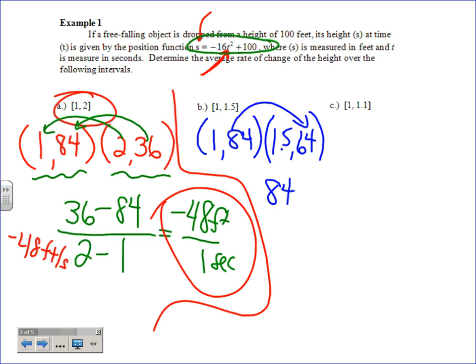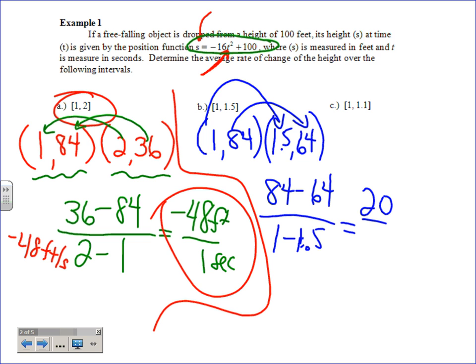So I'll just trick you up here a little bit. 84 minus 64, and then I better do 1 minus 1.5. Let's see if we get the same answer you got. What's on our top? 20 over negative 0.5. And of course, you're not going to leave it that way. You're going to figure out what that is. Well, it's dividing by a half. In other words, multiplying by 2. So in other words, negative 40 feet per second.